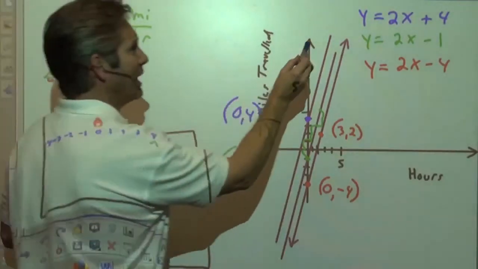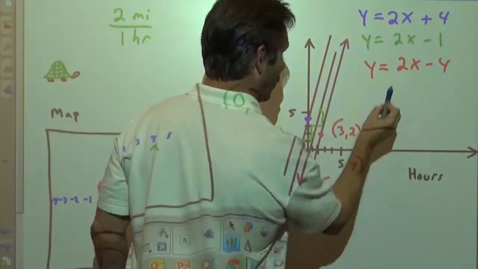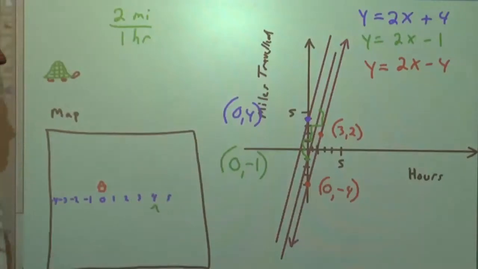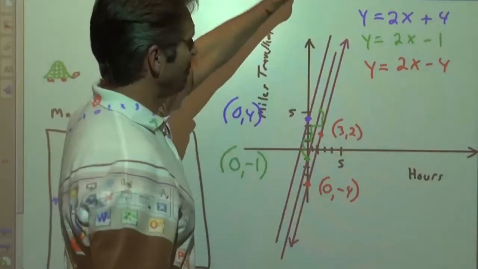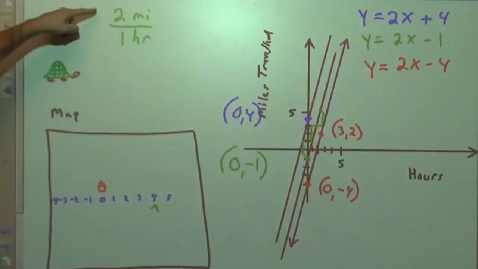So if you notice any lines that have the same slopes, 2, 2, 2, they're the same rates of change. It's got the same steepness of the curve in relating y to x.